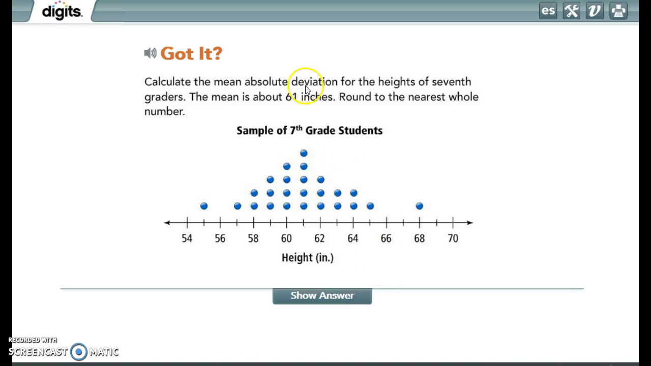So now we can see that the mean is about 61 inches. So they're already giving us the mean. On your own, take a minute to write down the deviations, negative or positive, for all your data values. Your values at 61 are all going to be 0. At 60, they're going to be -1 because they're 1 to the left. And then finish recording all the rest of the deviations.